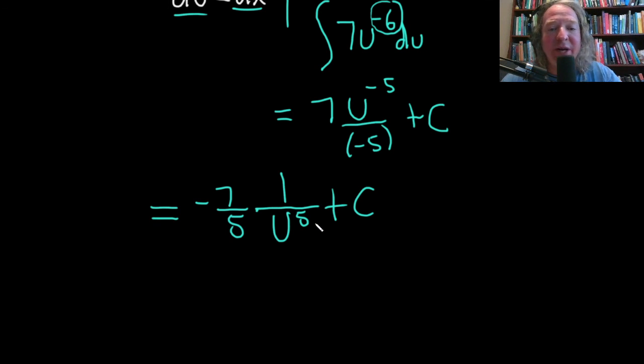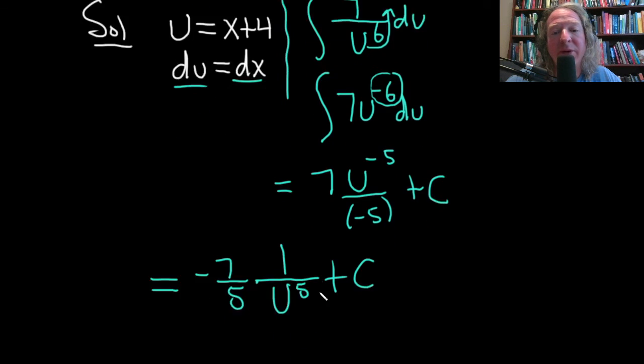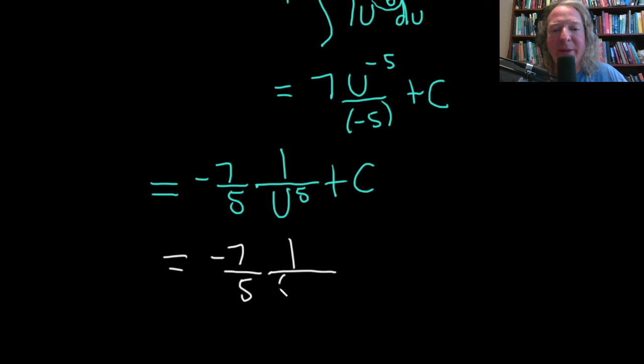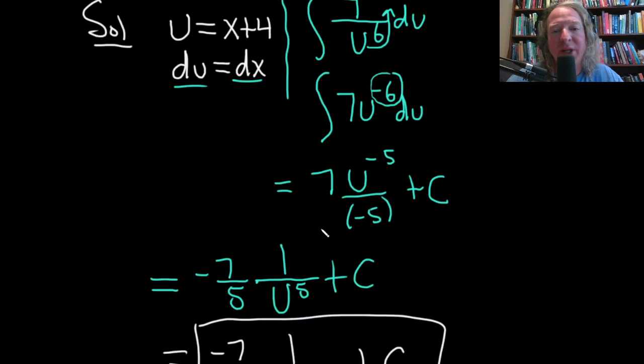However, we are not done, right? We have to go back and actually plug in u. So u is x plus 4, remember? So it's going to be equal to negative 7 over 5 times 1 over (x plus 4) to the 5, plus our constant of integration, capital C. Really, really nice. So not too difficult, still pretty simple.